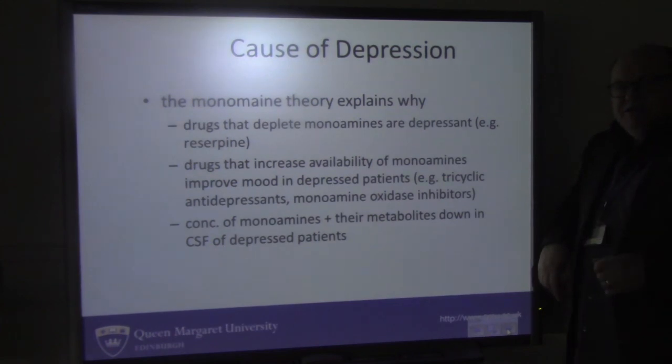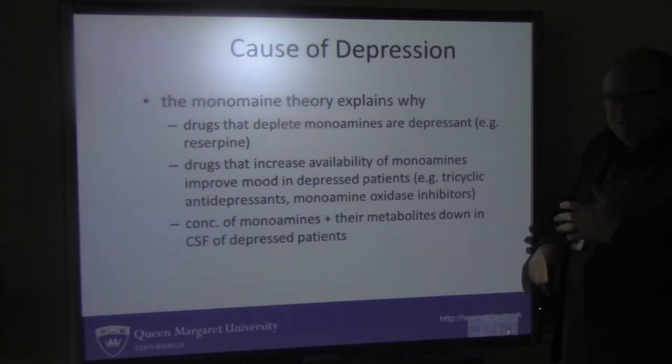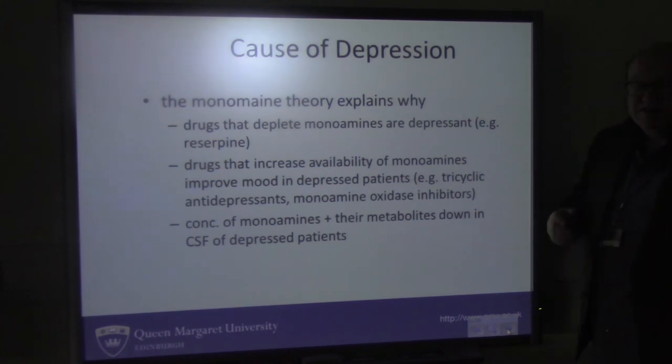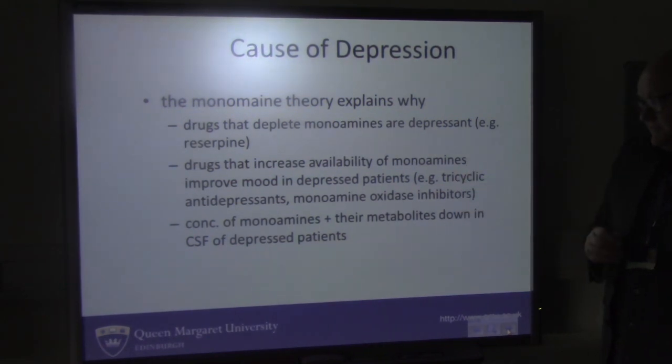So this theory seems to be a good theory because it shows that drugs that reduce monoamines are actually able to induce a depression. Drugs like reserpine, for example, will lower the levels of monoamines in the synapse. And then the drugs that increase the availability of the monoamines, such as the tricyclic antidepressants, which we're going to come on and talk about, they seem to be antidepressant.